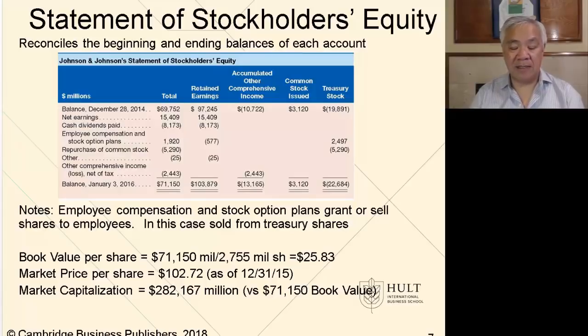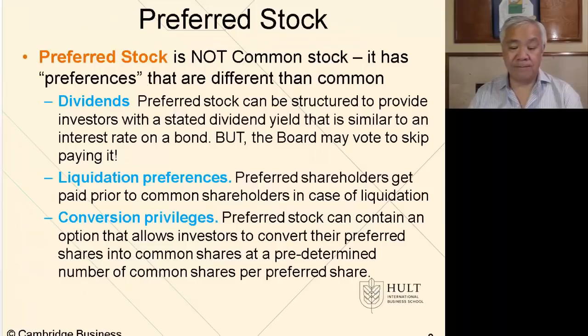And finally, market cap is taking the price per share times the outstanding shares. In this case, we end up with $282 billion. And notice the 282 compares to 71. Again, the book value is not reflective of the market value of the company. It is simply the accounting number. Big difference between book and market.